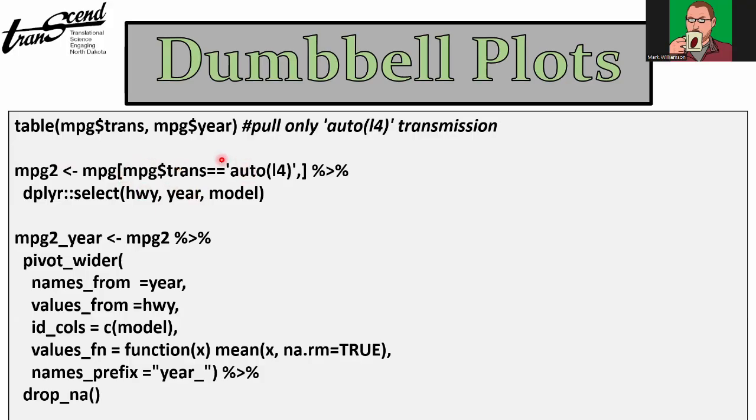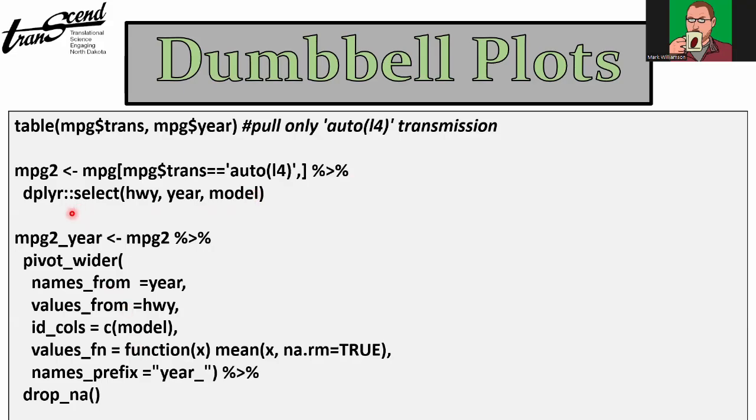Subset that by just transmission, where the identity is auto I4. And we can pipe that using sort of the tidyverse style piping. And we'll use dplyr select, and then I'm subsetting just keeping highway, that's highway mileage, the year of it, and then the model.